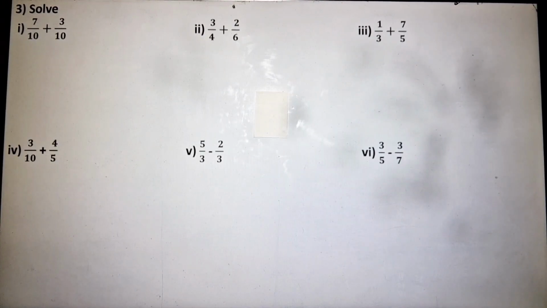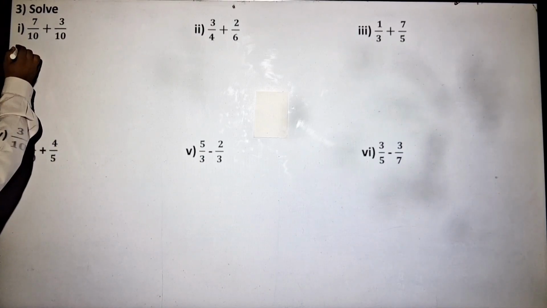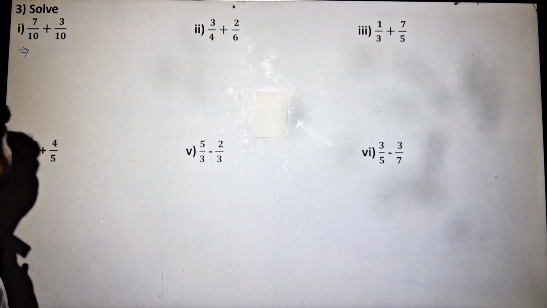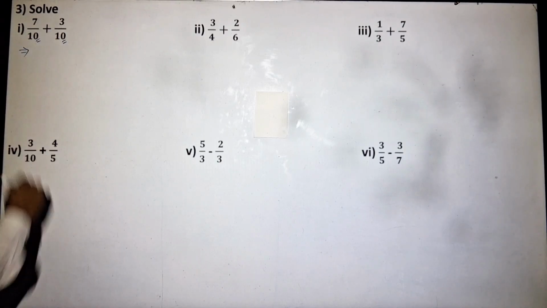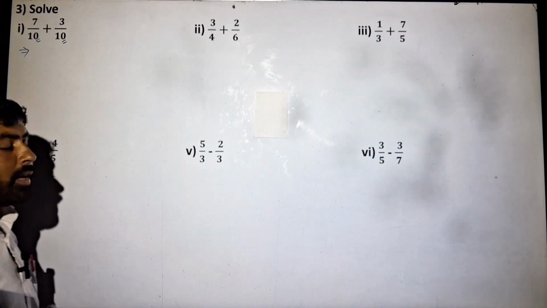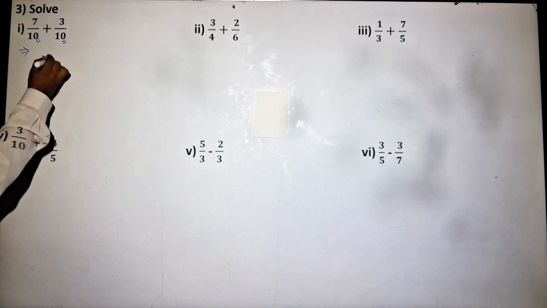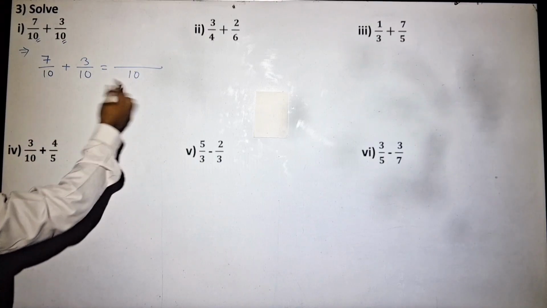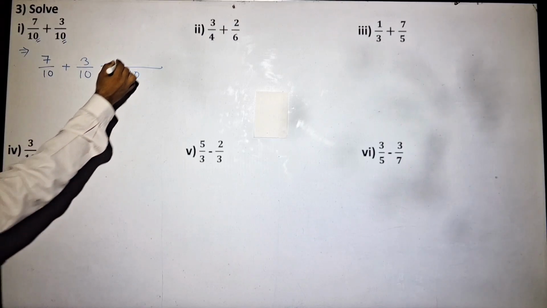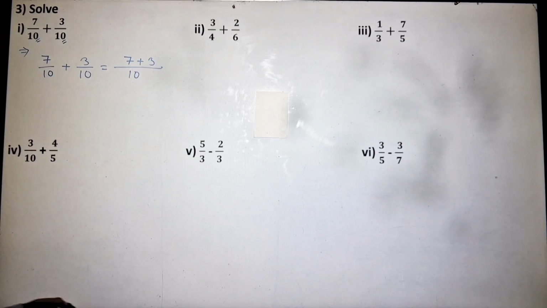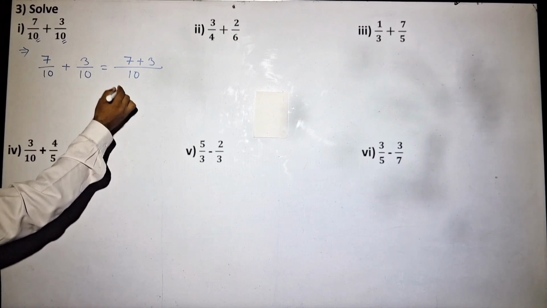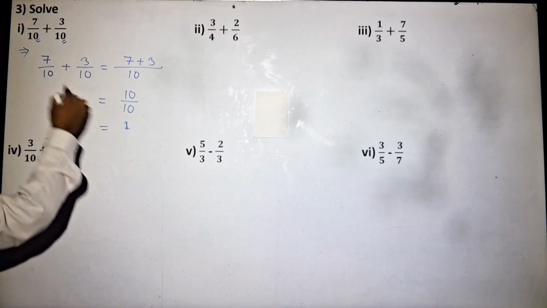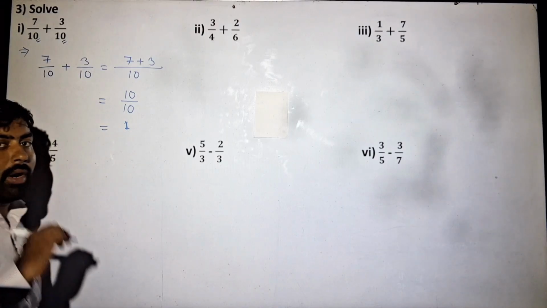Next question is to solve. Here we have to add two fractions, 7 by 10 and 3 by 10. Observe that the denominators of both fractions are the same. Therefore we directly add 7 by 10 plus 3 by 10, both are like fractions with common denominator 10, and 7 plus 3 is 10 by 10, which is equal to 1. The value of 7 by 10 plus 3 by 10 is 1.